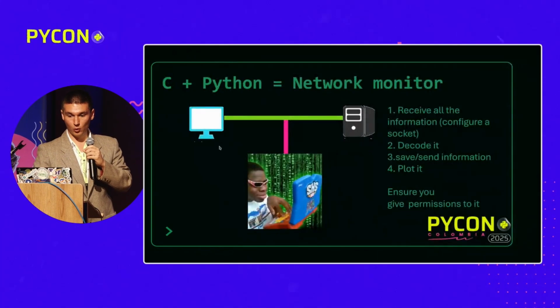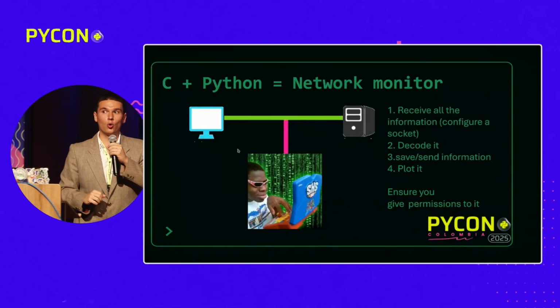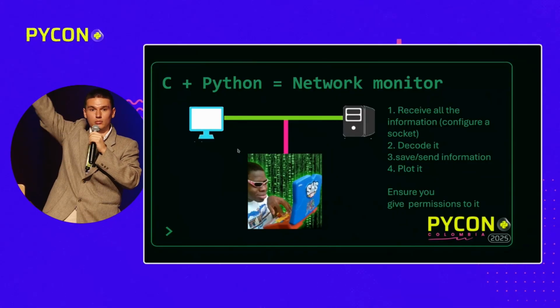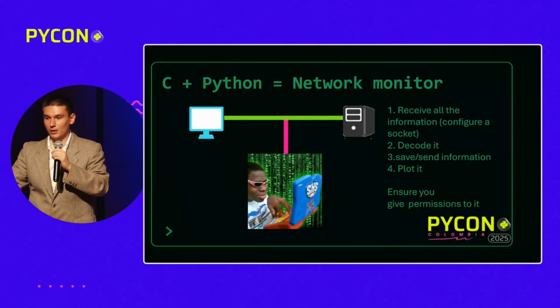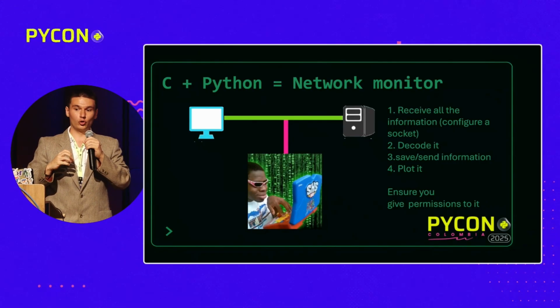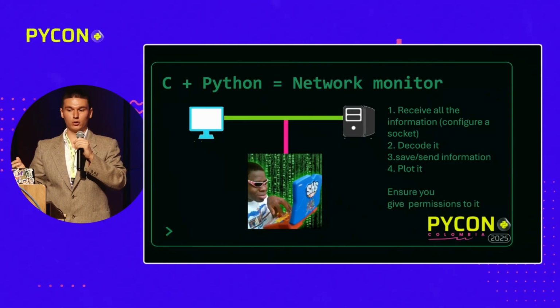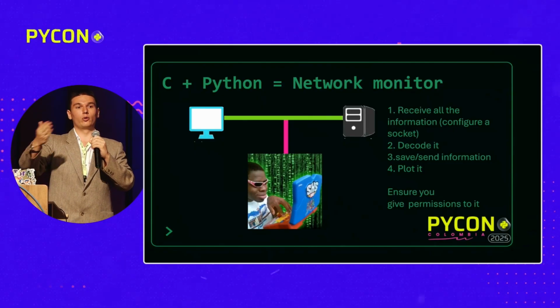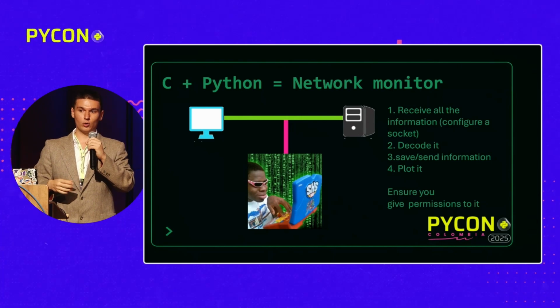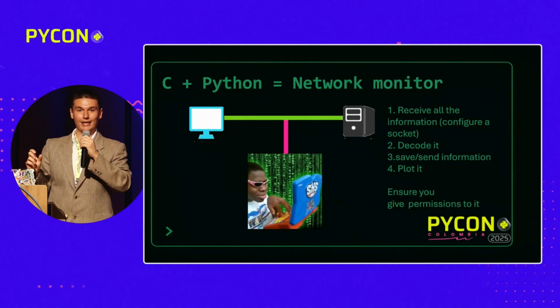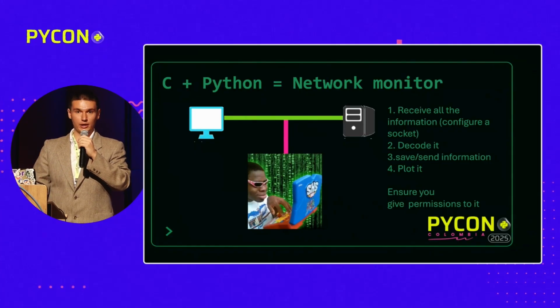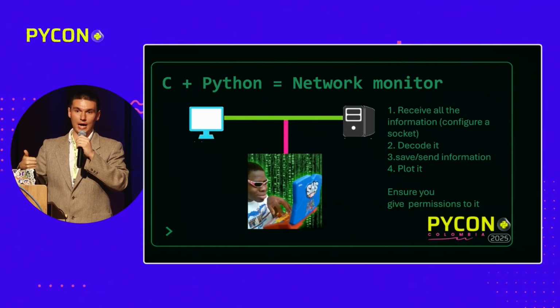For the next example, we're going to combine Python and C. Who here is a C programmer? Who knows C? Okay, a lot of people. For this case, we're going to make a sniffer, also known as a network monitor. In this, we need to receive all the information from the network. We need to have a special configuration for our socket and decode the information. After that, save or send it to the frontend and plot it.